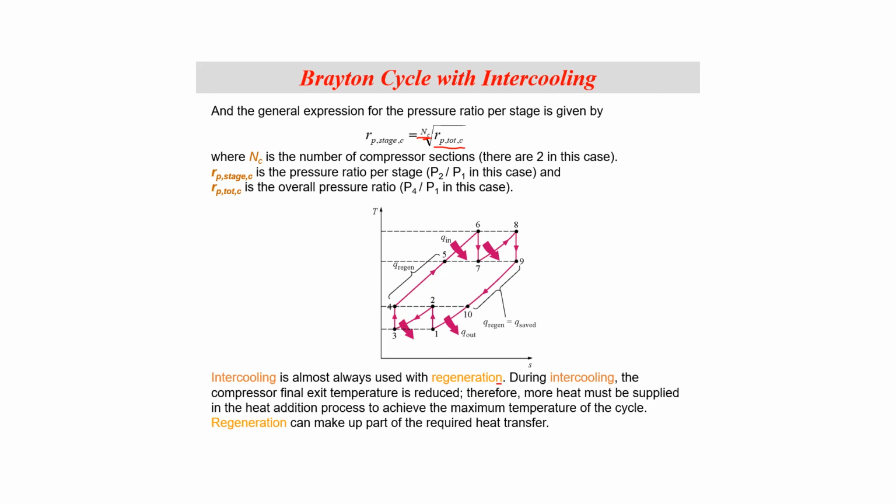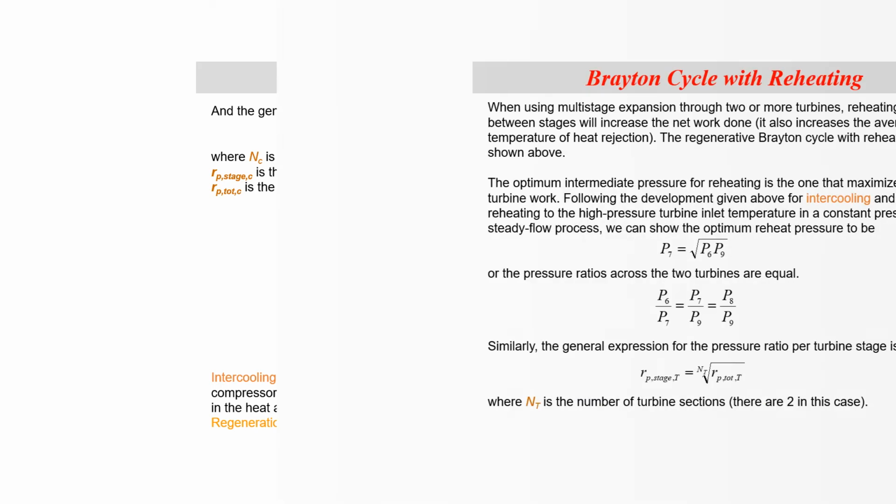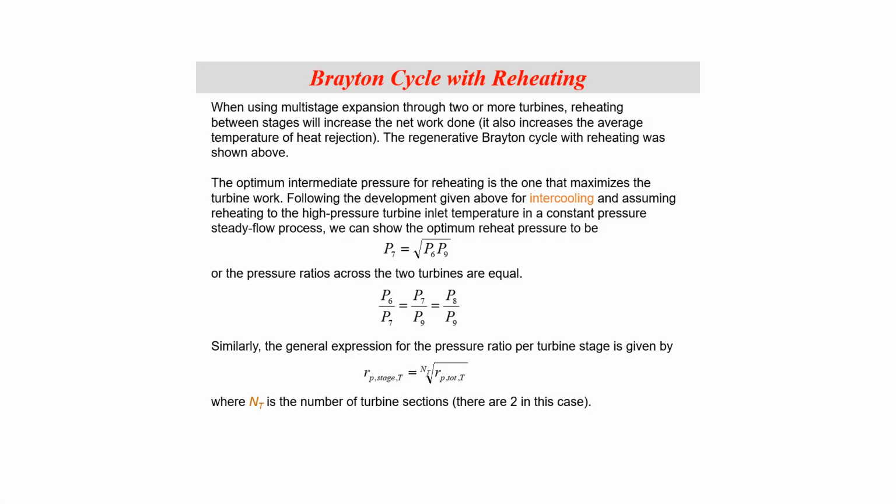So this is again the point. Intercooling is almost always used with regeneration. Without regeneration, you are just adding load to the combustion chamber, which will obviously reduce the efficiency of the system. Again, with reheating as well, you want the same thing. You want to keep the pressure ratios constant.